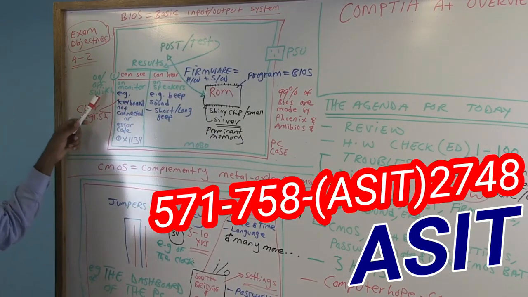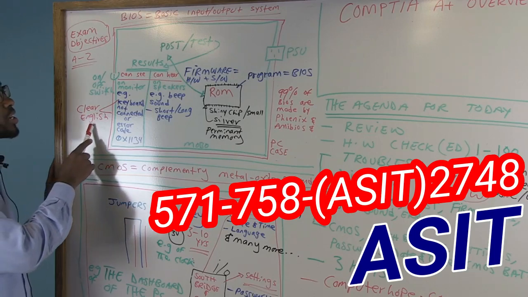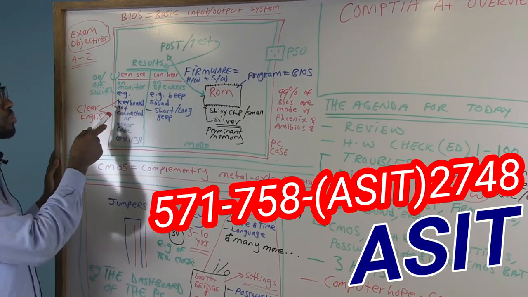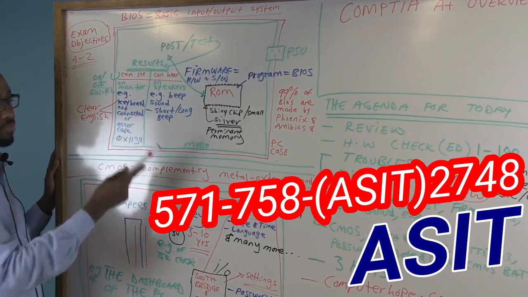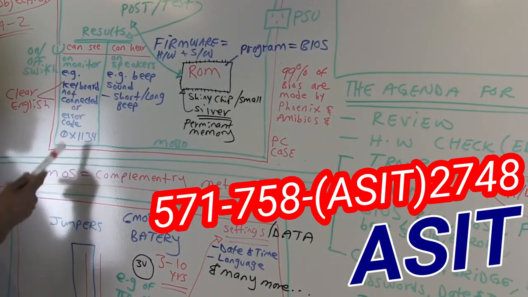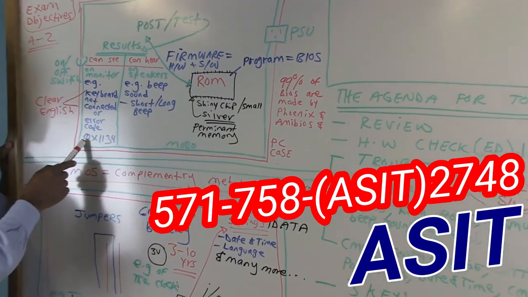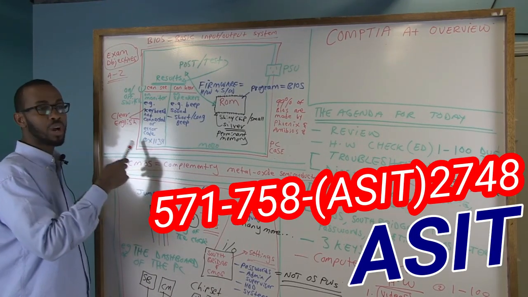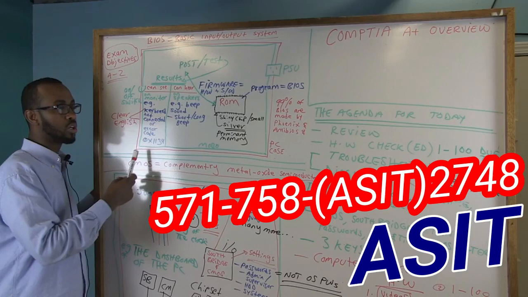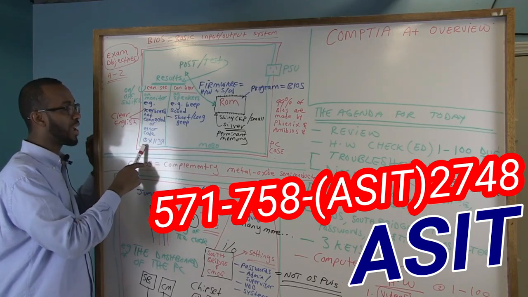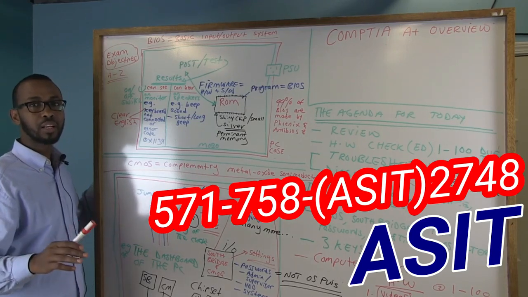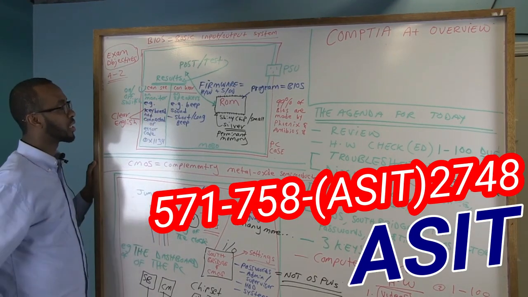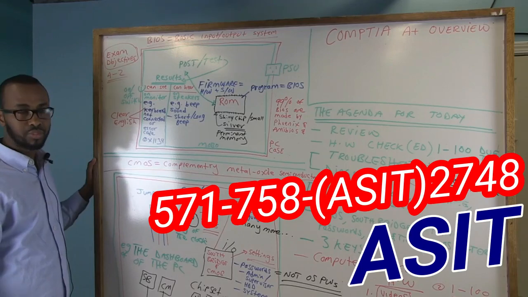Examples of what you can see on the monitor: it will come in either clear English or error code. The clear English would be something like keyboard not connected. Errors would be something like, and by the way, I made up this error, it's not a real error, error code 0x1134. If it's an error code, you have no idea what it is, so what do you do? You are going to Google it. You put in Google error code 0x1134, and it's going to tell you exactly what the problem is. Otherwise, it will tell you in clear English, keyboard not connected. That's just a simple example.